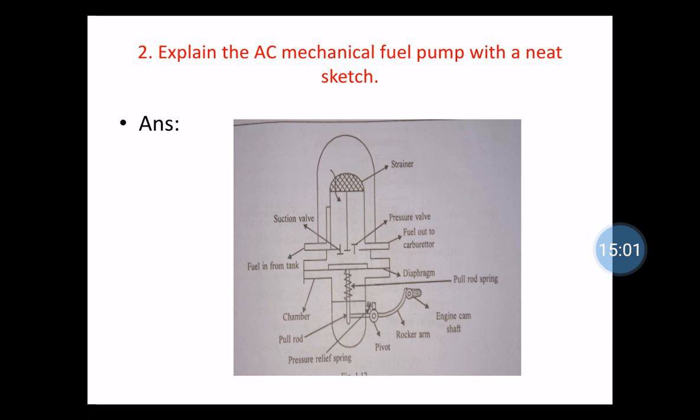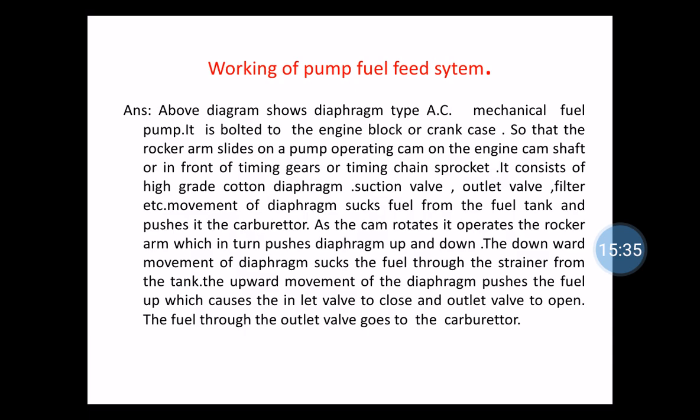AC mechanical fuel pump? The different components shown here are the rocker arm, the engine's camshaft, then push rod, pull rod, diaphragm, then there is a fuel inlet, fuel outlet, then strainer, suction valve, pressure chamber, etc. So you have to draw the sketch and write all these components, then you can explain the working.